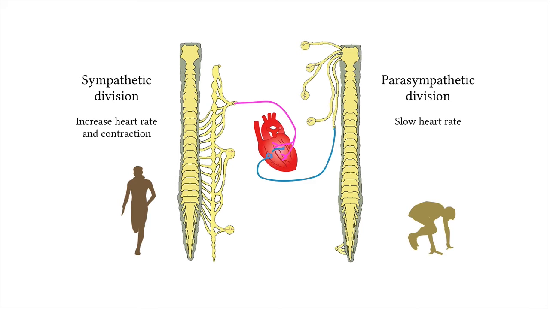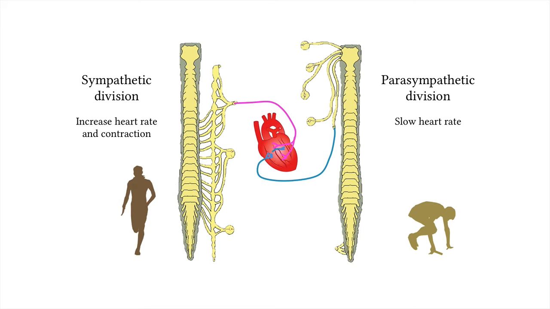Then, when you are done running, your parasympathetic division sends action potentials down its neurons to your heart so that the heart rate decreases. So when you're running, you have a high rate of sympathetic activity because many action potentials are moving down the sympathetic neurons to your heart.